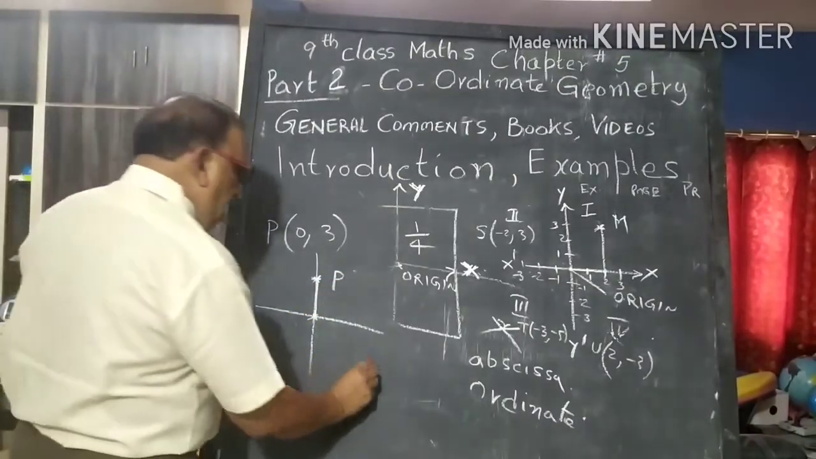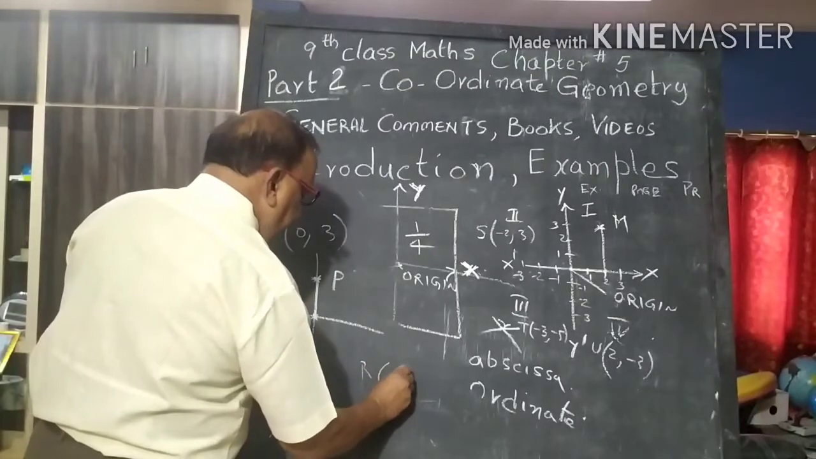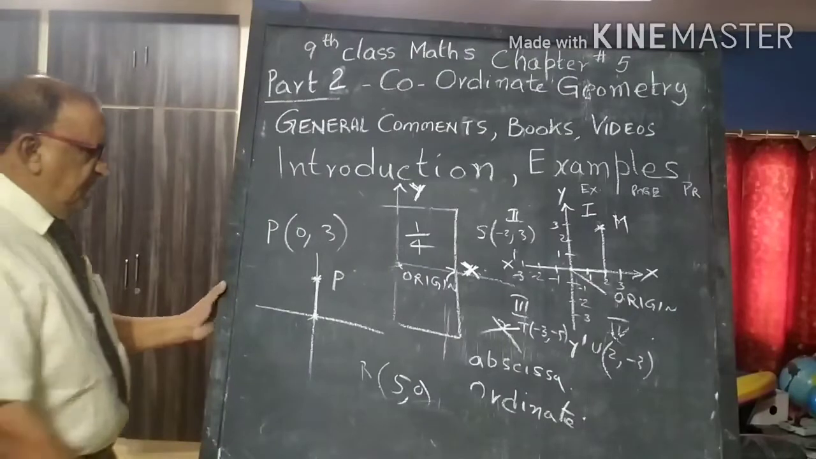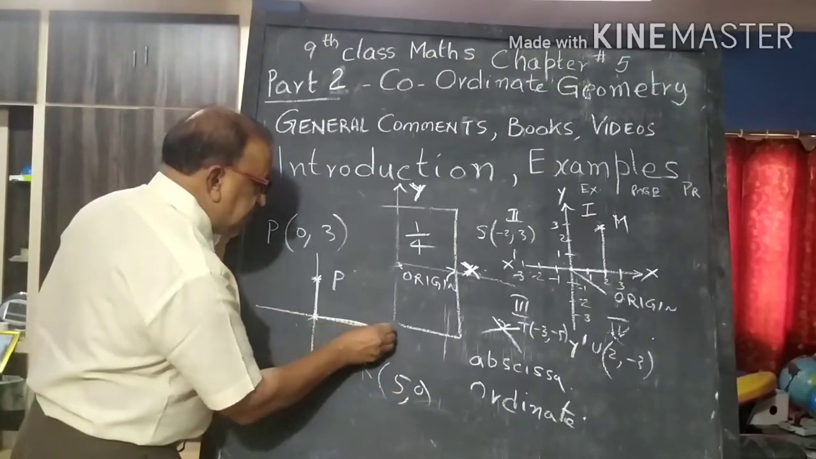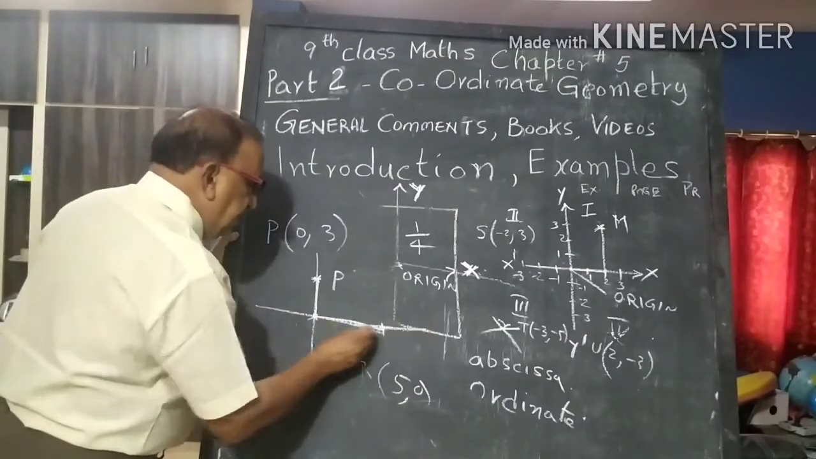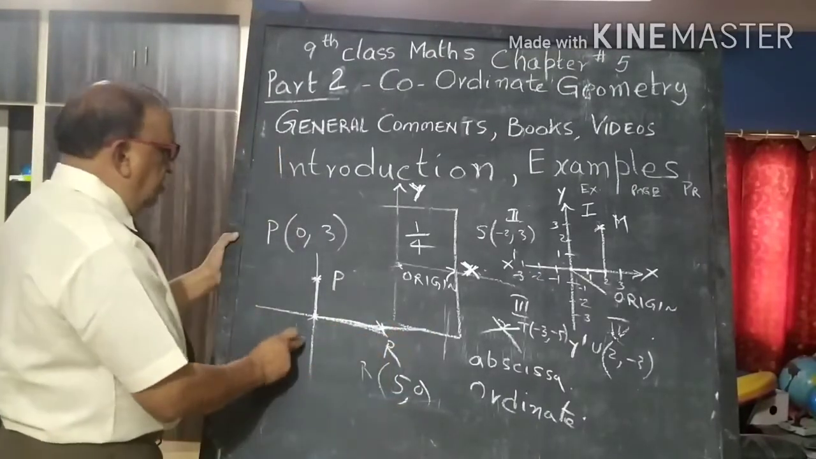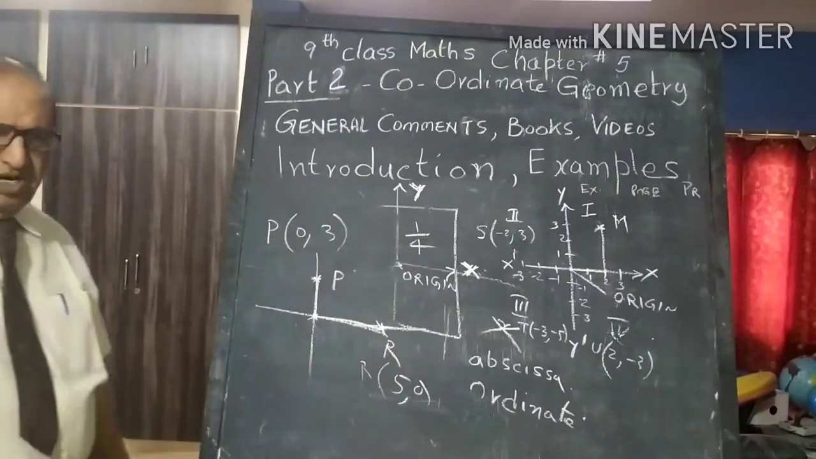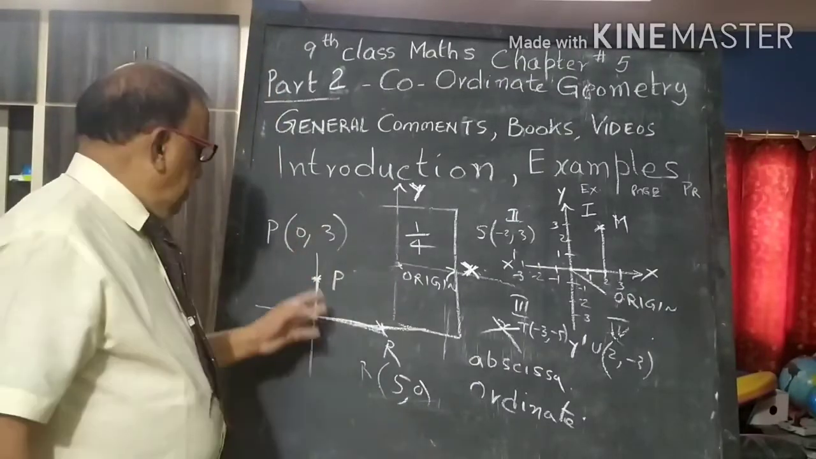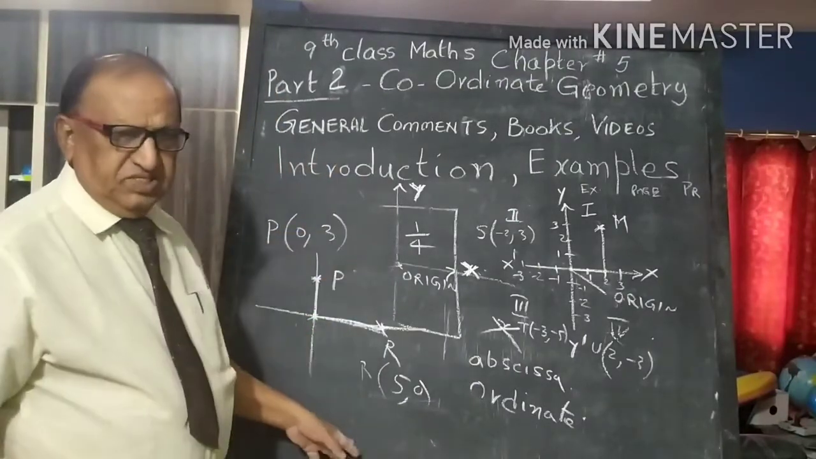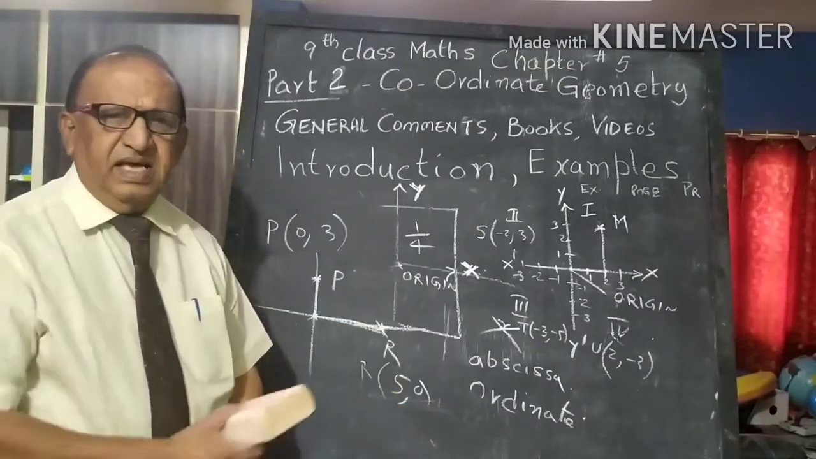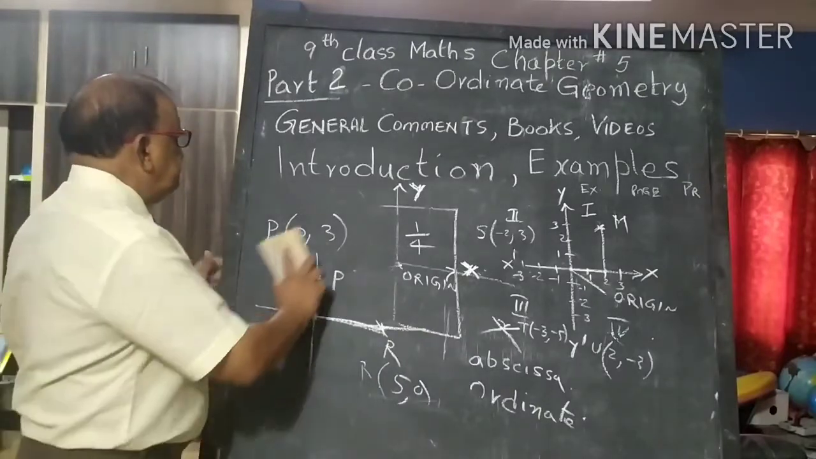Similarly, suppose I have R, 5 and 0. That means x coordinate is 5, so you go 5 units here, and y is 0. That means it lies on the x-axis. This is R. So if the x coordinate is 0, the point lies on the y-axis. If y coordinate, or ordinate, is 0, the point lies on the x-axis.